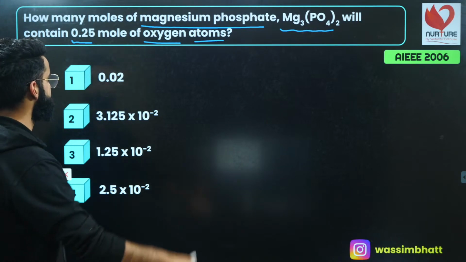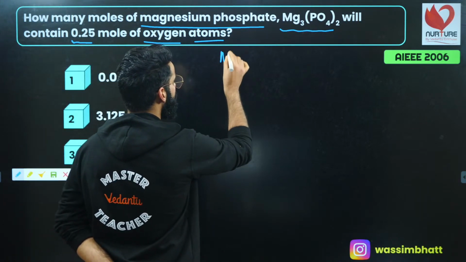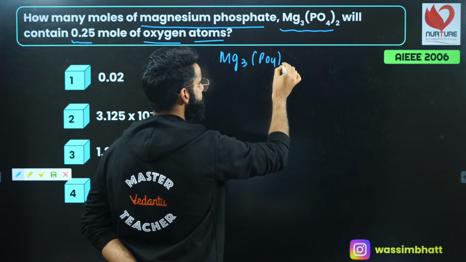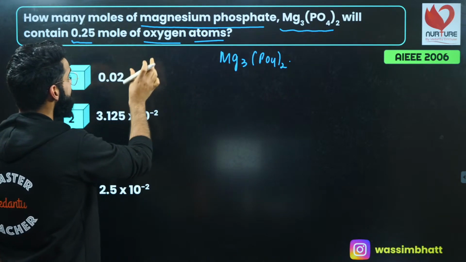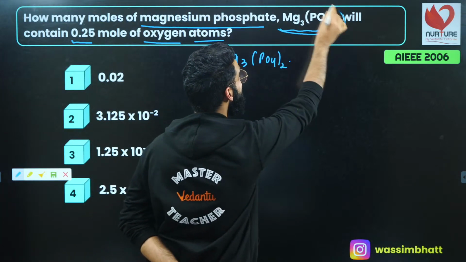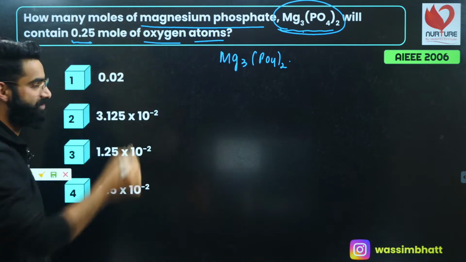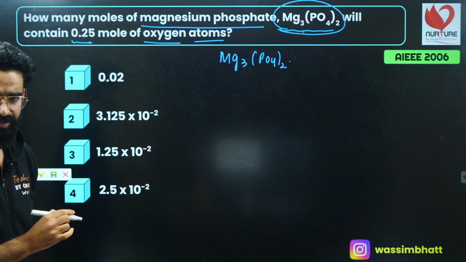Okay. How many moles of magnesium phosphate will contain 0.25 moles of oxygen atoms? See, guys, how this question is to be solved. Basically we have something called magnesium phosphate. Its formula is Mg3(PO4)2, yeah? We need to check how many moles of this magnesium phosphate will contain 0.25 moles of oxygen atoms.